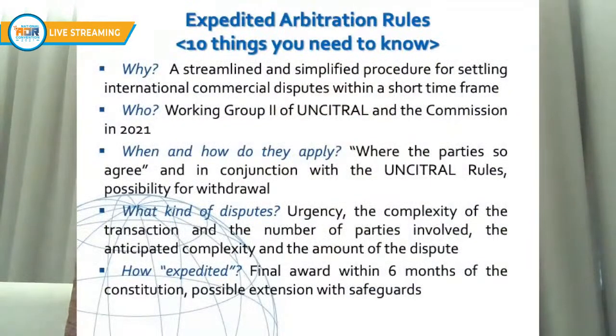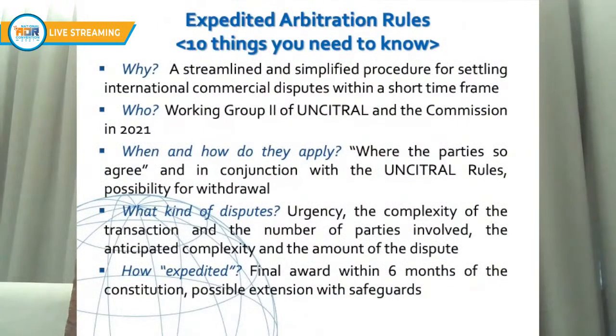Second, who prepared it? Working Group 2 of UNCITRAL began work in February of 2019 and completed its work in March 2021. And the Commission adopted the Expedited Rules as an appendix to the UNCITRAL Rules in July 2021, this year. The Expedited Rules entered into force on 19 September, and the accompanying explanatory note was finalized in late September. I function as the Secretary of the Working Group on Dispute Settlement, which is composed of the member and observer states of UNCITRAL, as well as invited intergovernmental and non-governmental organizations, which included a number of arbitral institutions, those who have introduced expedited arbitration rules.